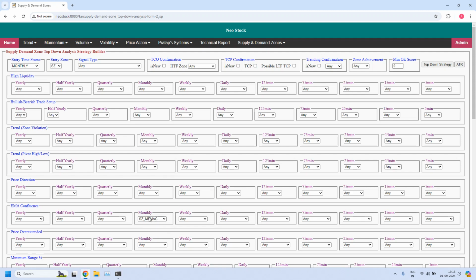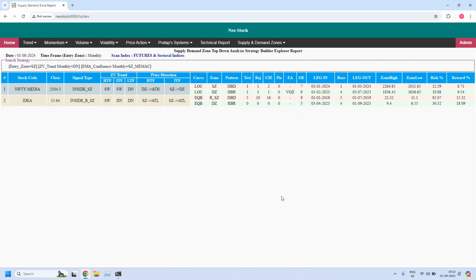But when you are looking for supply zone confluence, if the trend is downtrend, that makes more sense. So that is the reason why zone violation trend, I am selecting the monthly time frame, I am selecting downtrend. Now let's filter. Only 2 stocks are filtered. Because the list is very small, I am not adding any additional filters for this. If any zone confluence is there, you can check the next report. These two, Idea and Nifty Media, in case next upcoming zone confluence related report, you can observe.